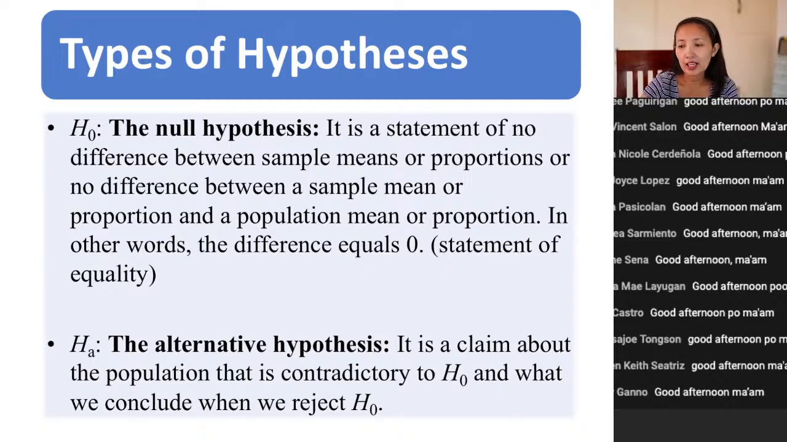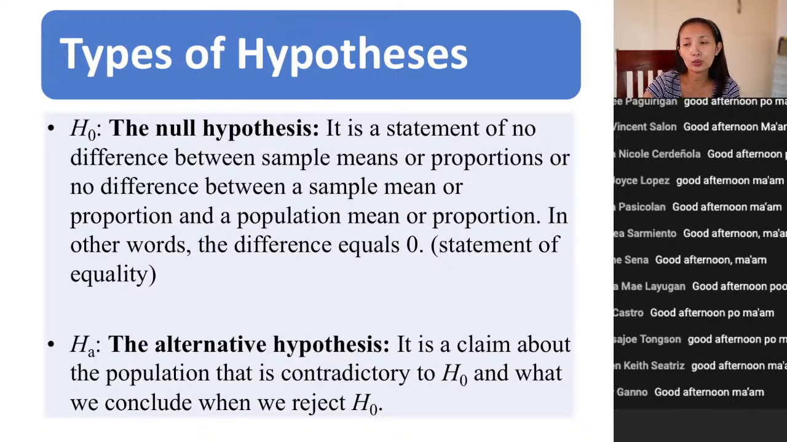It's a statement of no difference between sample means or proportions, or no difference between a sample mean or a proportion, and the population mean or proportion. It's a statement of equality, the status quo. Whereas HA, the alternative hypothesis, is the opposite, that which contradicts our null hypothesis. It is a claim about the population that is contradictory to HO, and what we conclude when HO is rejected.